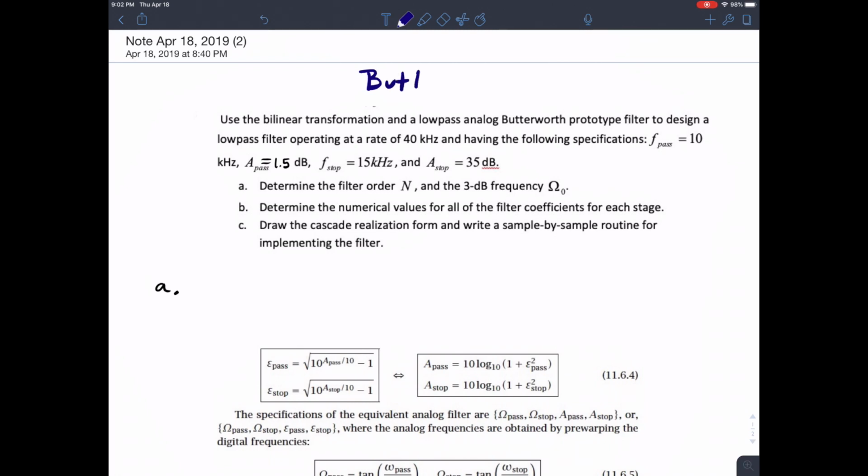Alright, this is a review problem for a Butterworth low-pass filter IIR design. In this problem you're supposed to use the bilinear transformation, but really we've developed all the theory for that, so you don't really need to know anything about the bilinear to actually do this problem. But I do want you to know where it comes from.